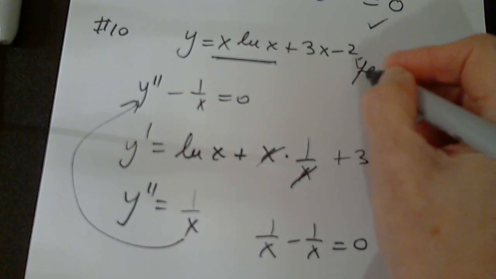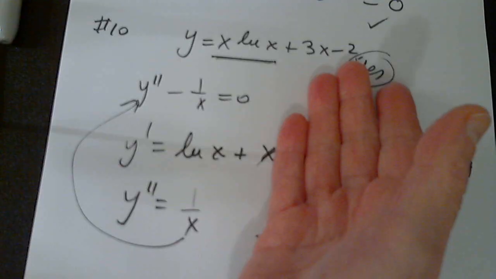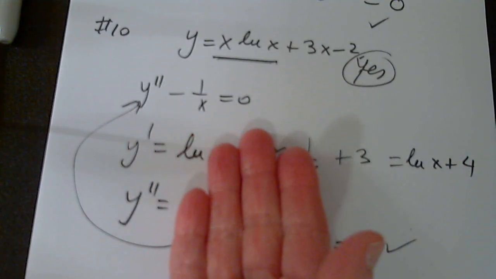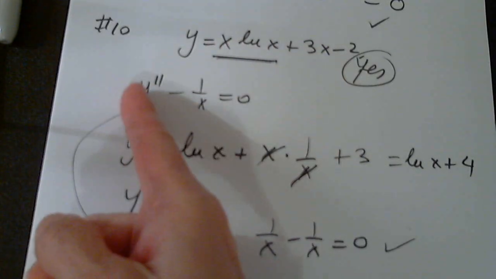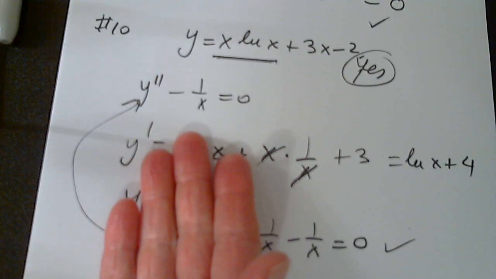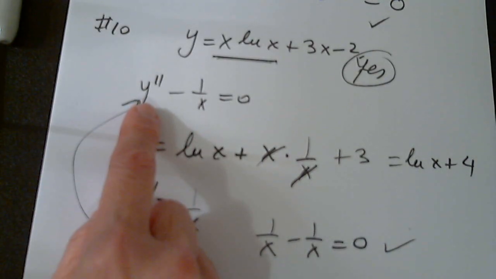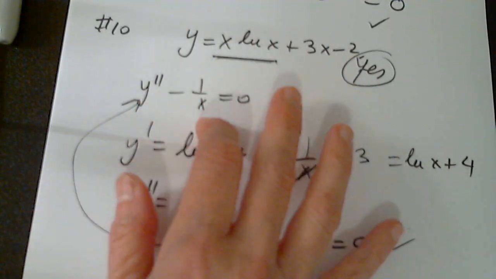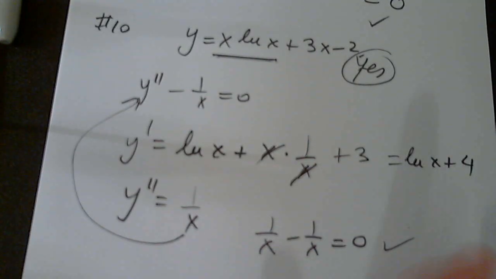So this is yes. X natural log x plus 3x minus 2 is one of the solutions of the differential equation. We checked. We found the first derivative. We found the second derivative. We plugged it in. There is nowhere to plug in the first derivative, but I had to find it because otherwise I can't find the second derivative. So the equation is only the second derivative minus 1 over x. Fine. When I plugged it in, I got 1 over x minus 1 over x, which is 0.